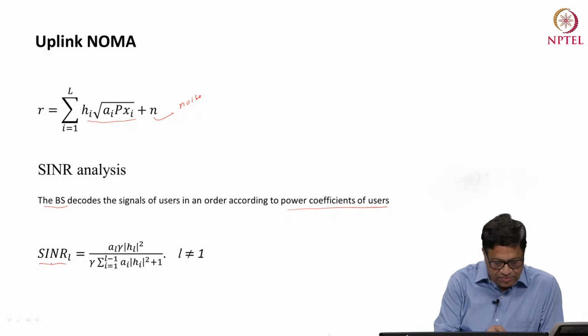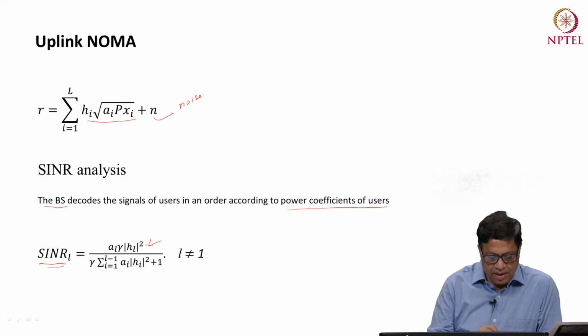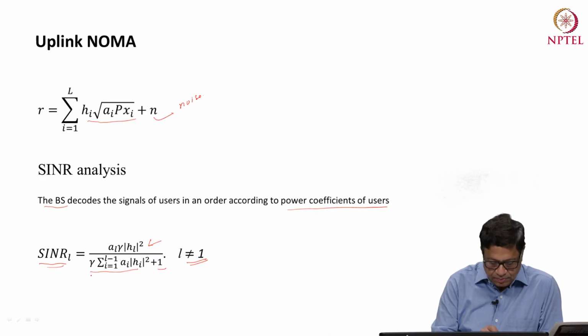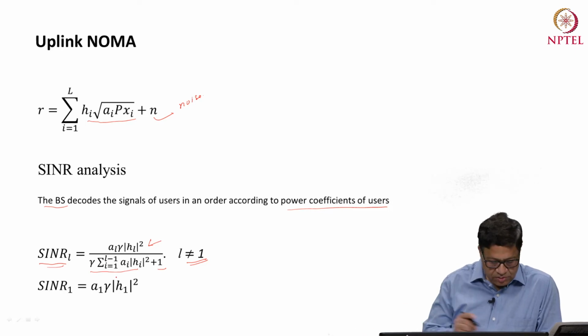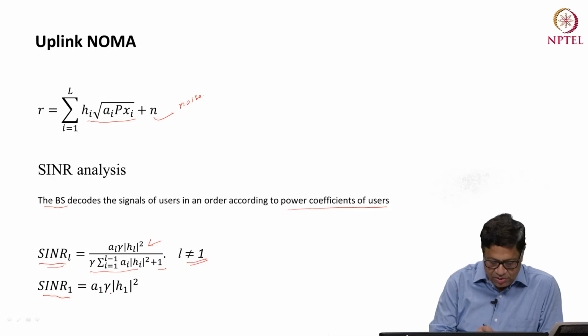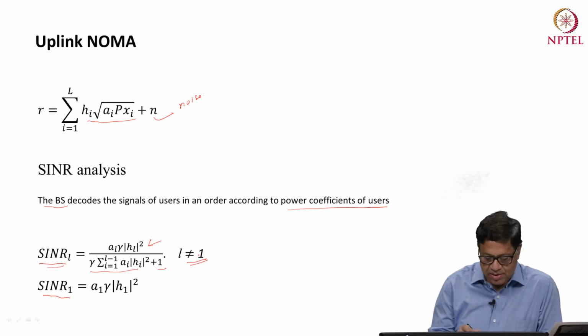So the SINR for the Lth user is given by a_L gamma |h_L|^2 divided by the interference term plus 1, and L is not equal to 1, because in that case there will not be any interference. So the interference term will be 0. So the SINR for user 1 will be a_1 gamma |h_1|^2.